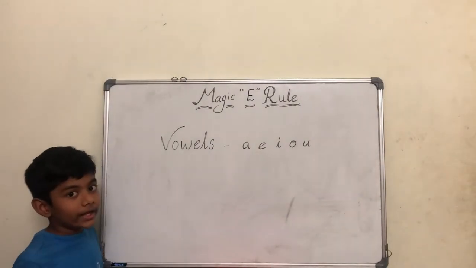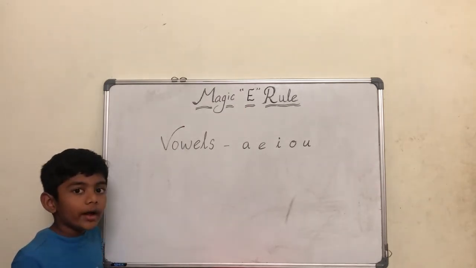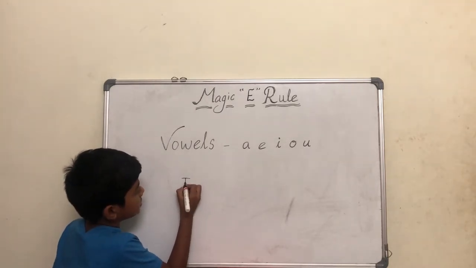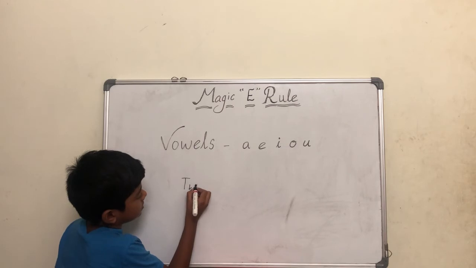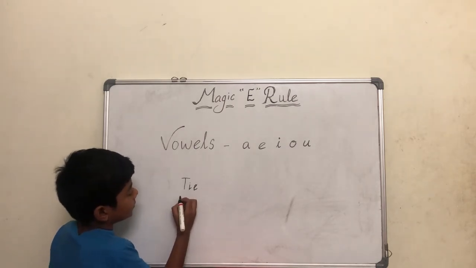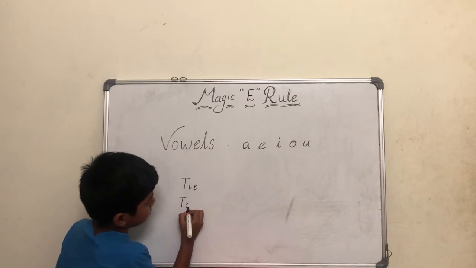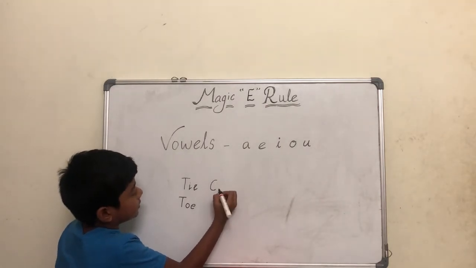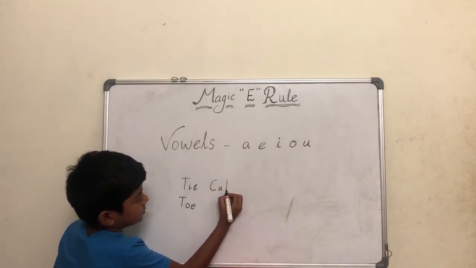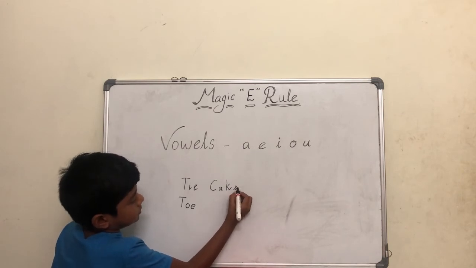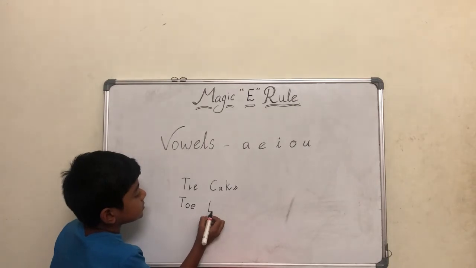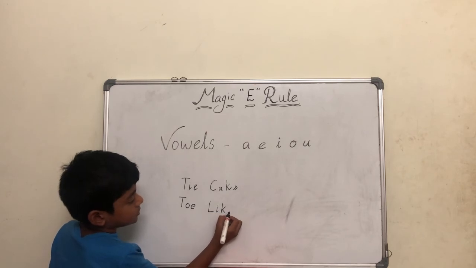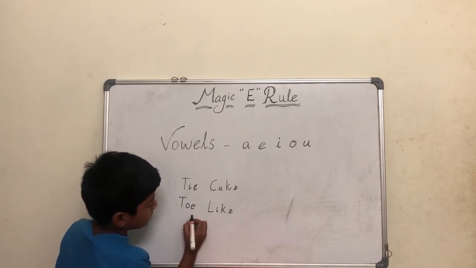We have seen plenty of examples for the magic E rule. Let's just recall them. Tie. Toe. Cake. Like. And make.